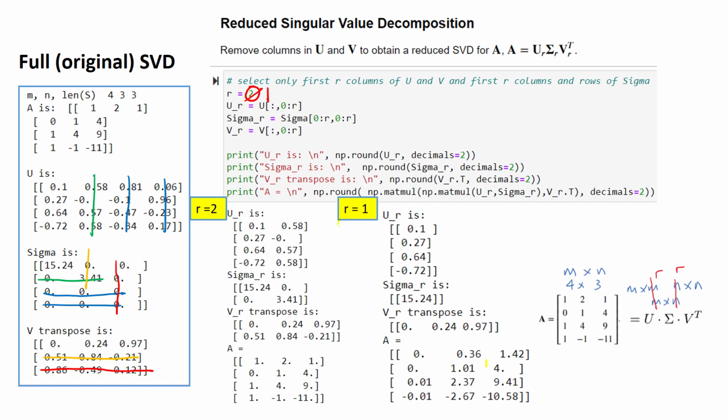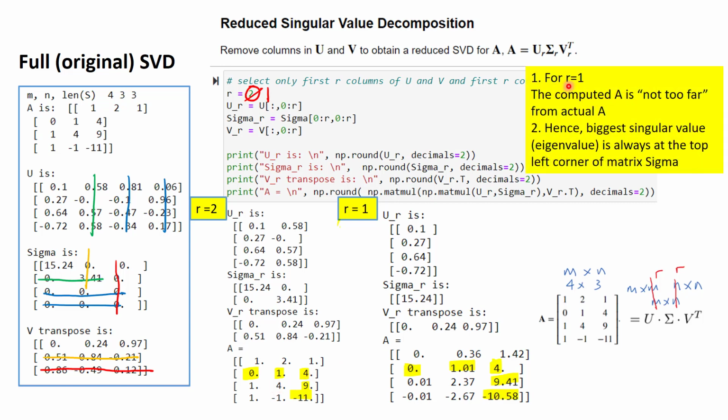Let's do a comparison. We have a 4 here, and we have the same 4 here. We have a 1 here, but here we have 1.01. 1 and 1.01 is actually very close. 9.41 is close to the original 9. Minus 11 is close to minus 10.58. This is the same. The rest of the values are a bit off, but again, not too far away from the original values. Now let's summarize. For R equal to 1, the computed A, which is this matrix here, is not too far from the actual A. It's not like here we have a 2, then here we have like a 1000.